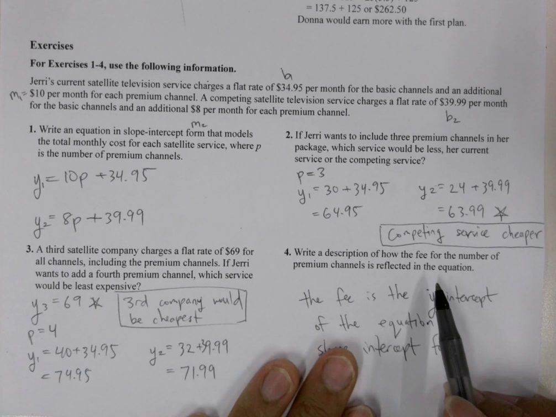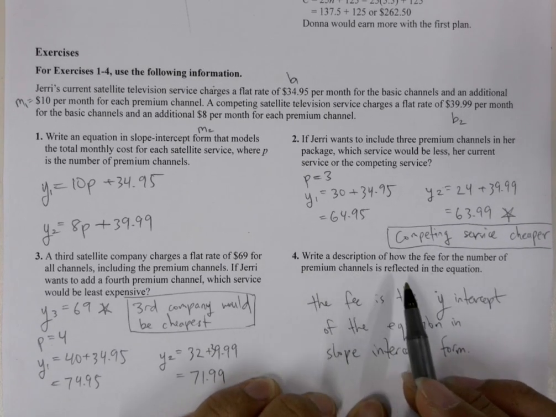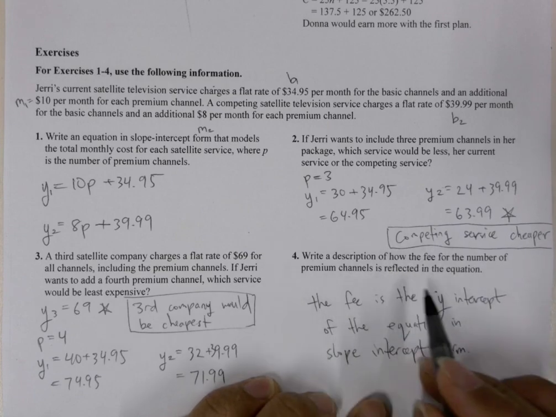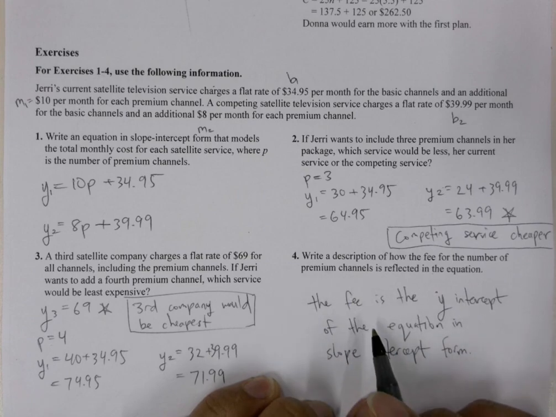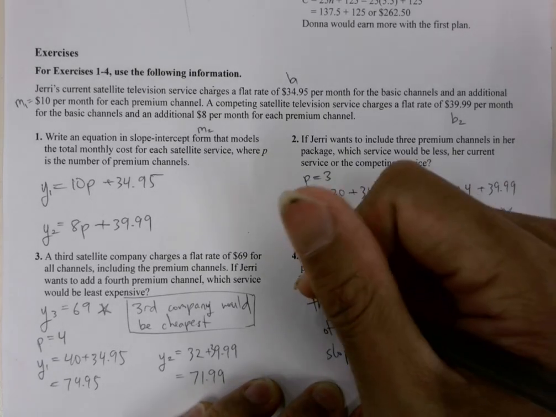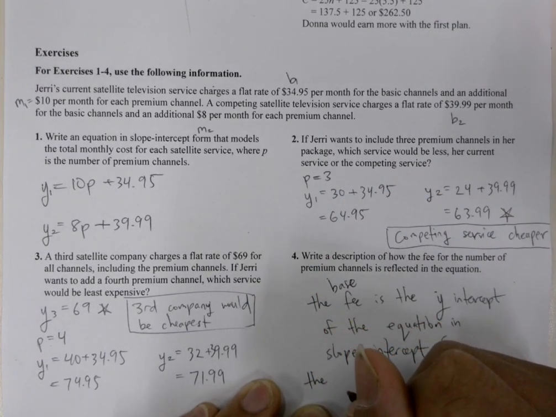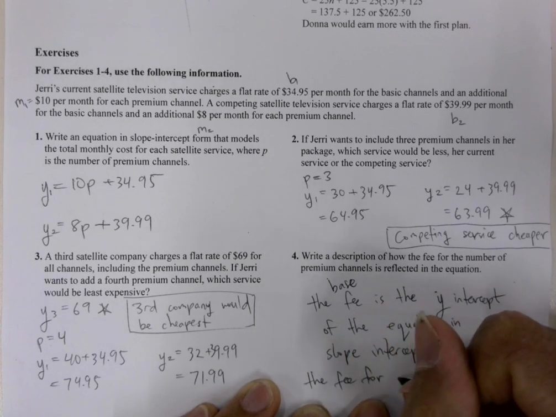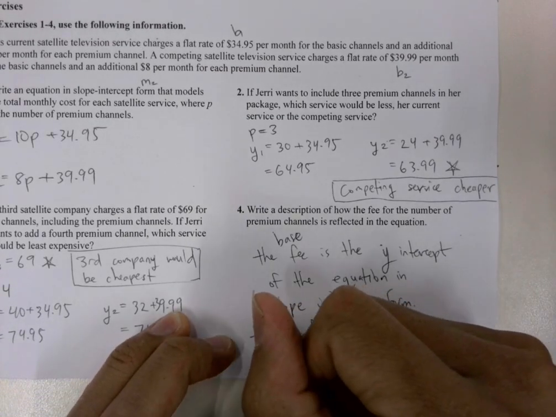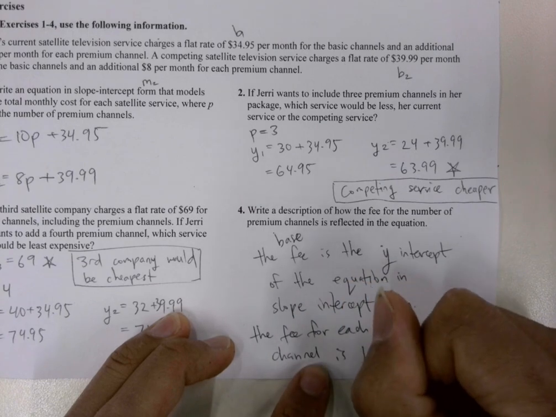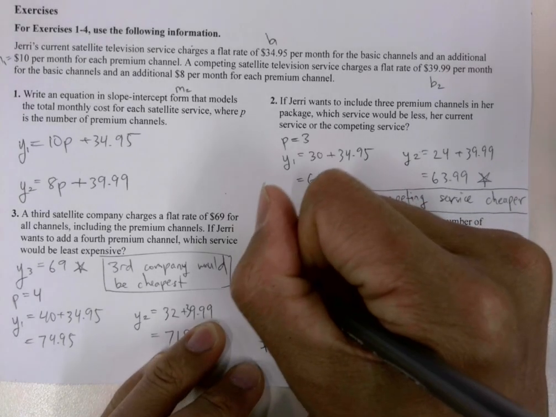Right? And then over here, how is the fee for the number of premium channels reflected in the equation? I think I got this one wrong, actually. The fee for the number of premium channels would be our slope, right? The base fee is the y-intercept. So let me go ahead and rewrite this. The base fee is the y-intercept. The fee for each premium channel is the slope, like that.